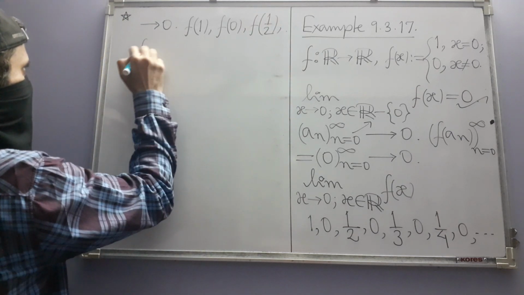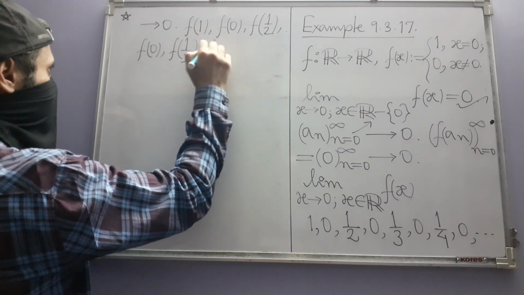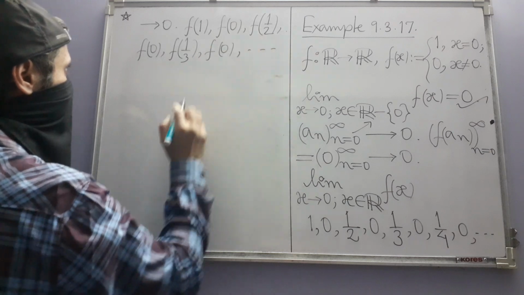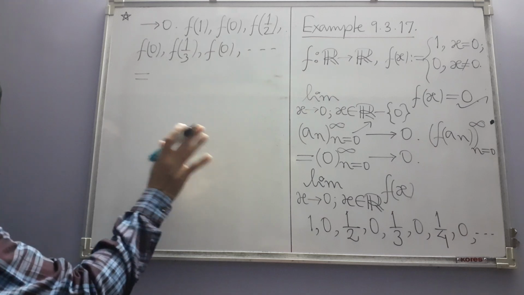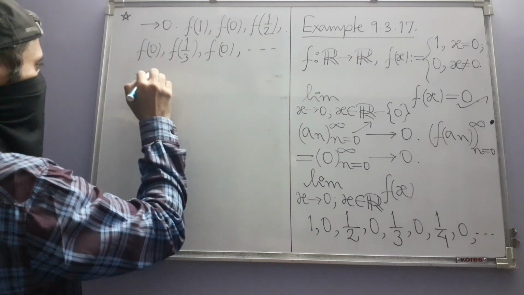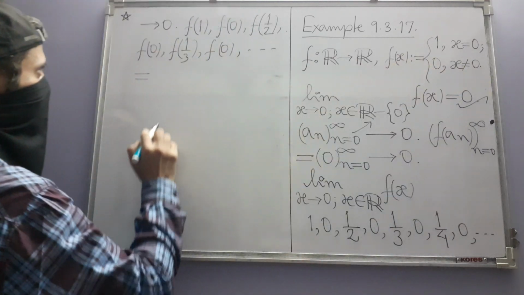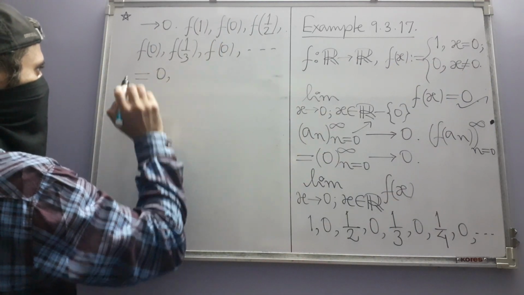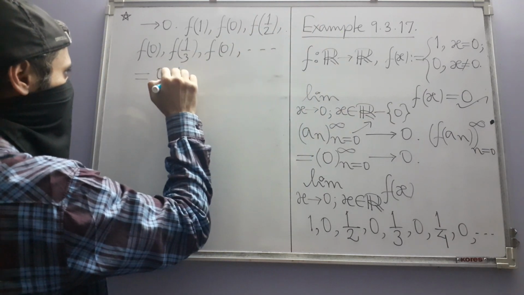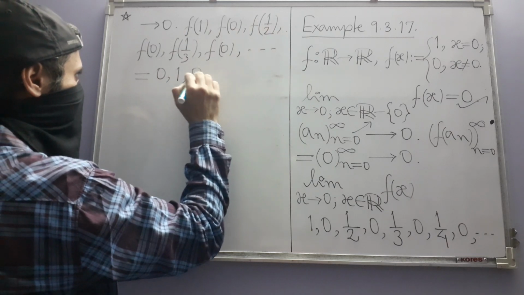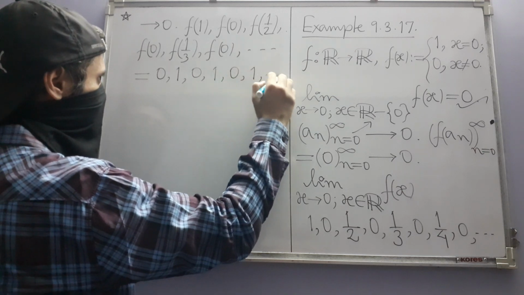Next, think of this sequence. It's a very sloppy way of writing, but you understand what I'm trying to do. This sequence is equal to, you see, at the non-zero values, the f values are all 0. So this will be 0. But when your input is 0, the f value is 1. This is non-zero, so again 0, 1, 0, 1, and so on.